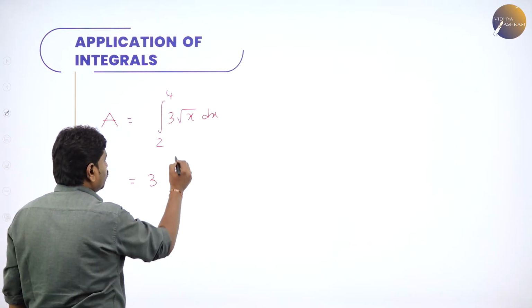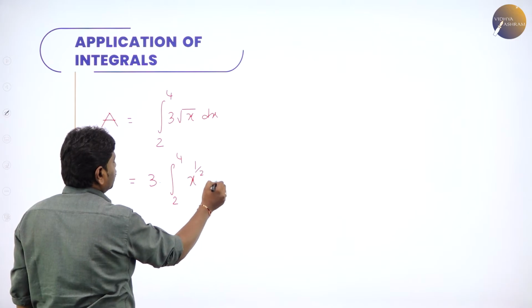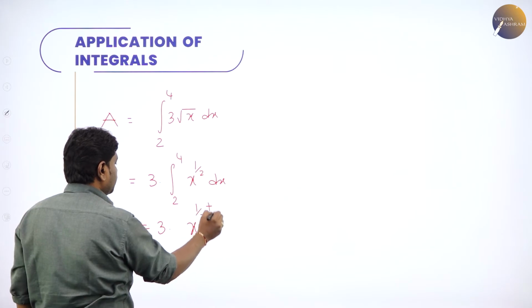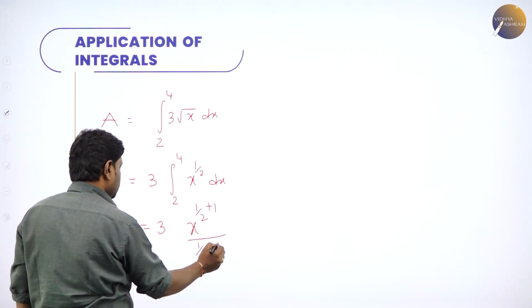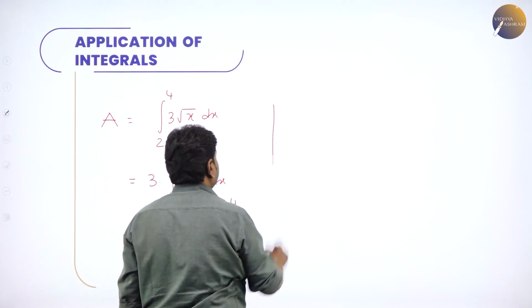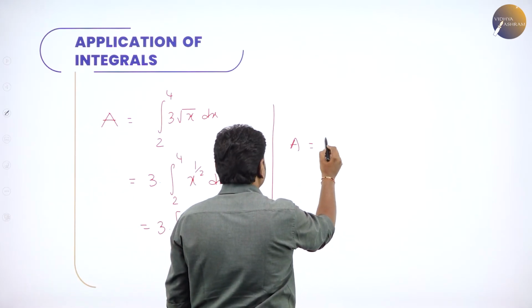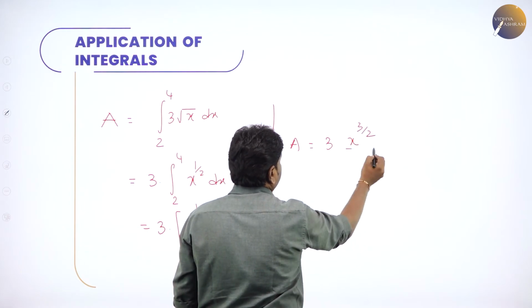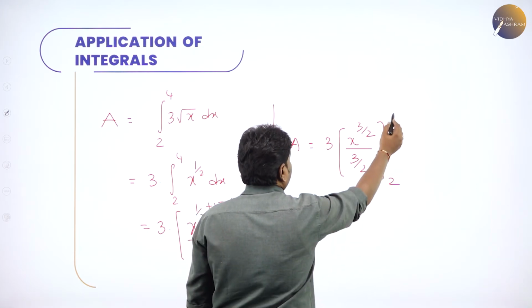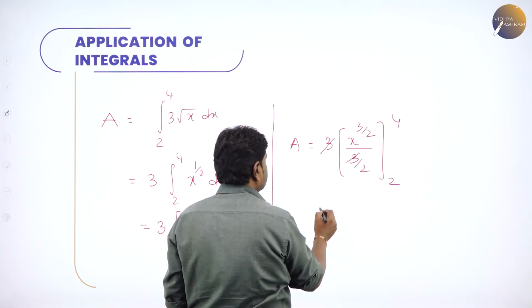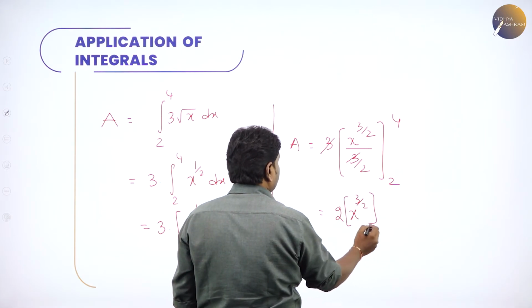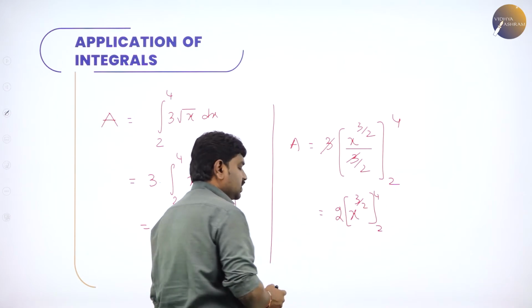Integration of 2 to 4, root x means x power half. You know, integration of x power half is what? X power half plus 1 divided by half plus 1. From where to where? 2 to 4. Apply upper limit minus lower limit. So we'll get area is equal to 3 times x power 3 by 2 divided by 3 by 2 from 2 to 4, and I can cancel 3, 2 goes on top. So 2 times x power 3 by 2 from 2 to 4. You can take 2 outside the constant.